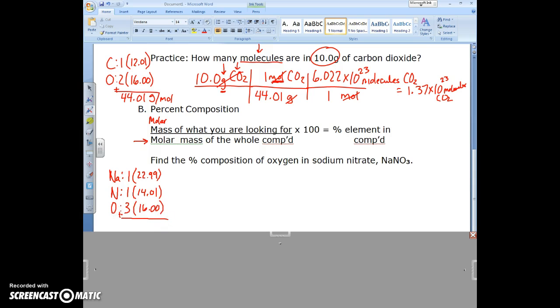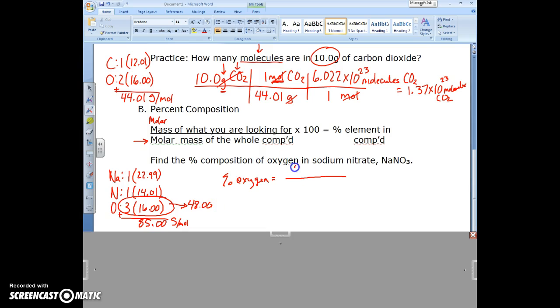I add all that up together, and I get a molar mass of 85 grams per mole. All right, so that's the mass of the whole thing. Now, I need to find the percent oxygen. I need to take the mass of all the oxygens. Well, in this particular compound, there are 3 of them. 3 times 16 is 48 grams per mole.